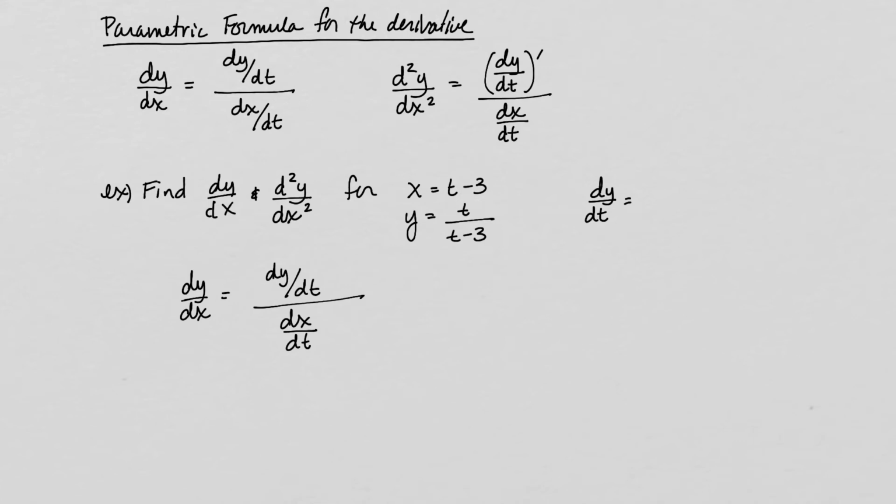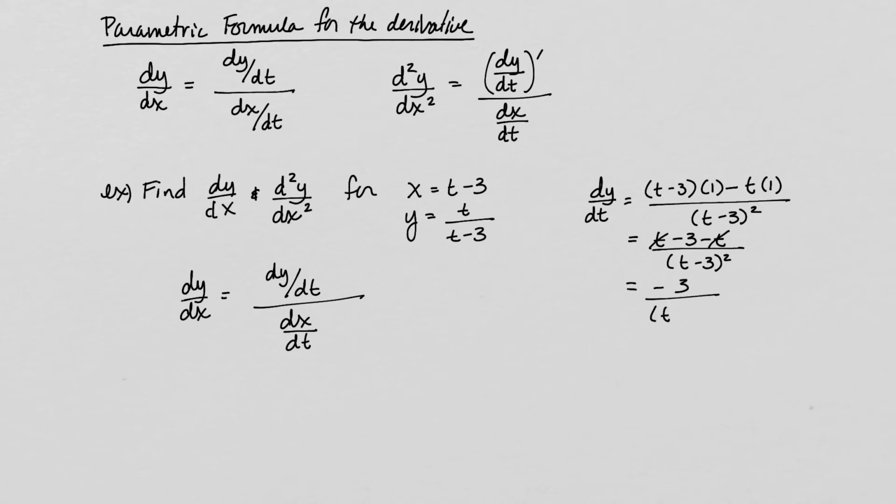So what are you going to use to find dy/dt? Here's your y equation, right? y equals this stuff in terms of t. How would I take the derivative of that? Yeah, I'd need to use the quotient rule. The quotient rule says the bottom, t minus 3, times the derivative of the top, minus the top, times the derivative of the bottom, all over the bottom squared. So in this case, we have t minus 3 minus t, divided by t minus 3 squared. And so my t's would cancel out, so we just end up with negative 3 over t minus 3 squared. Questions?